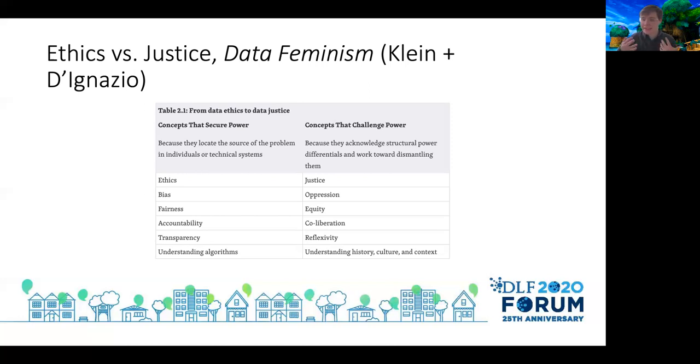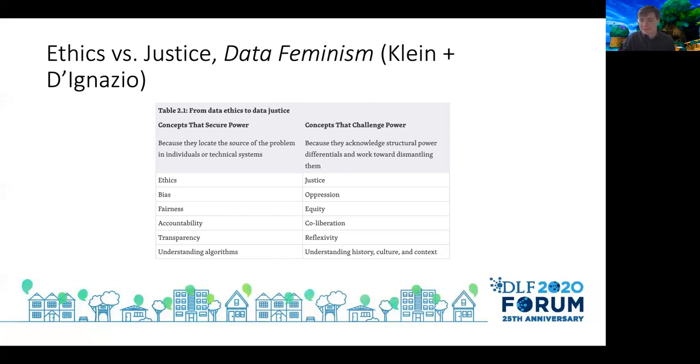So instead of operating from a framework of data ethics, where we just need to make these technologies a bit more transparent, or we just need to be a little bit more open about how they're made, Klein and D'Ignazio argue that we should operate from a data justice framework, which swaps out these terms for words like justice, oppression, equity, and co-liberation, which really highlight the idea that this is another manifestation of existing oppression, and it will take some deeper effort to really untangle and unwork.